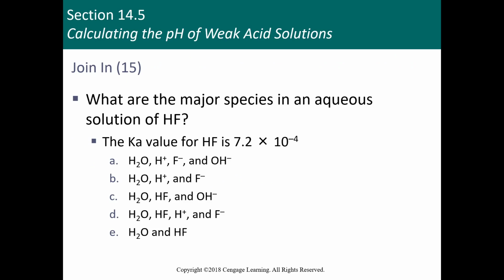Okay, so let's go ahead and do a few join-ins real quick. I'll have some exercises a little bit later as well. So what are the major species in an aqueous solution of HF? The Ka value for HF is this value right here. What we're looking for is, this is a weak acid here. So our major species in solution are going to be our water and our HF. Those are the ones that we'll have the most of. By the way, in an aqueous solution, water is always a major species because it is the single largest component.